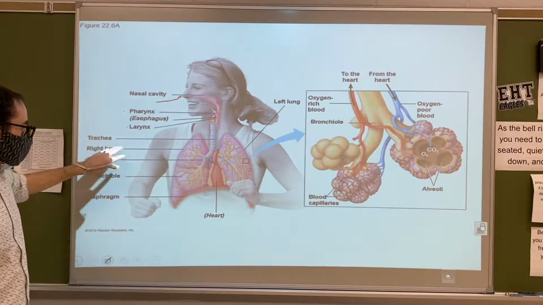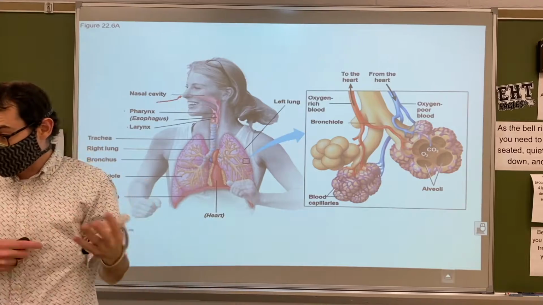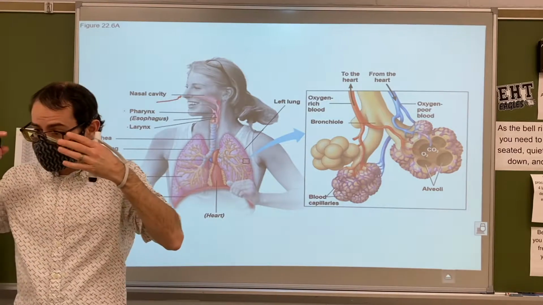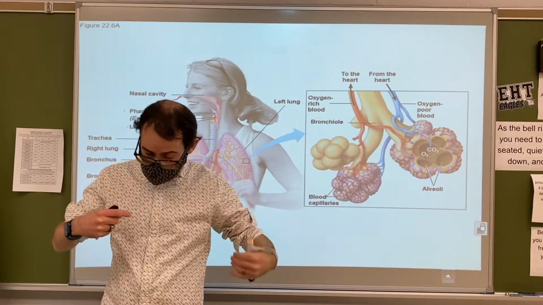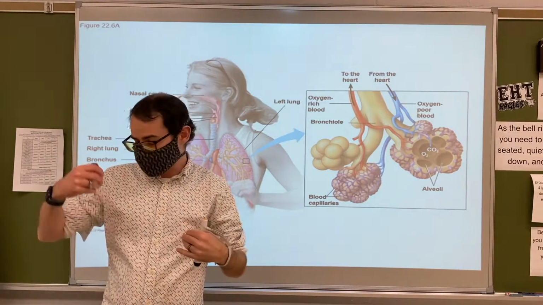We have the right lung on the left side, right? We talked about the heart and how they're named on opposite sides because it's your perspective. When you're looking down, it's on the right side. Like this is my left heart or lung. This is my right.